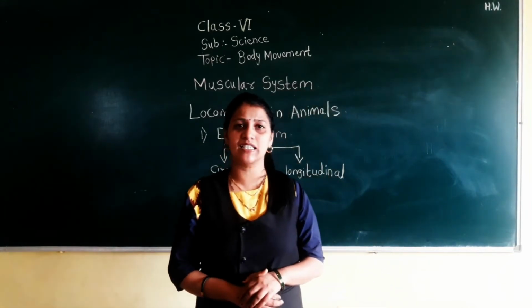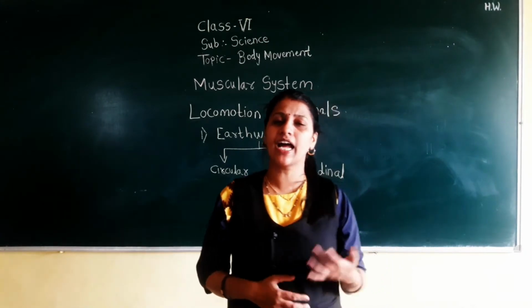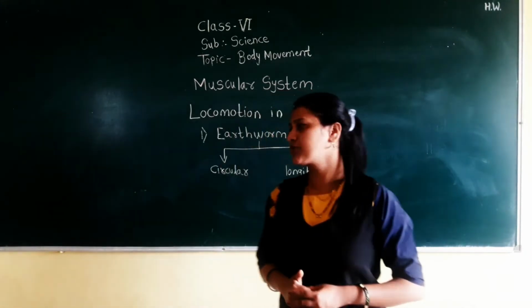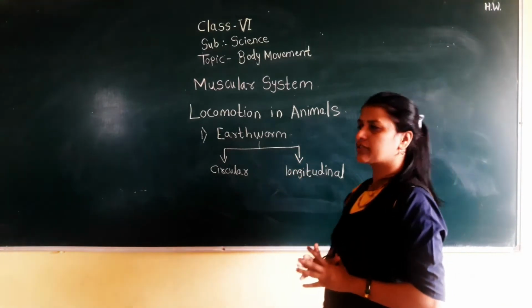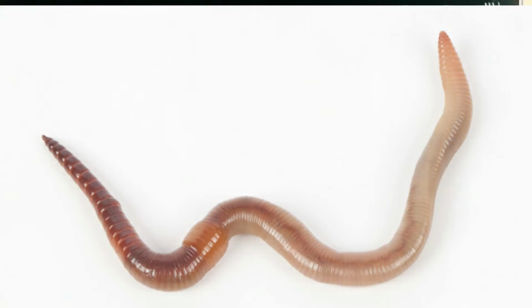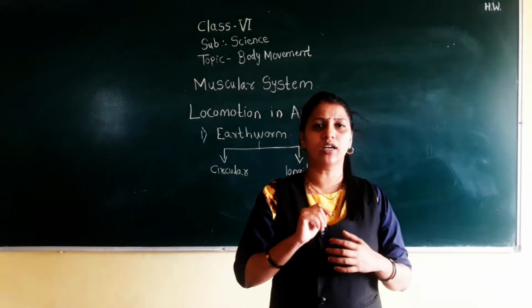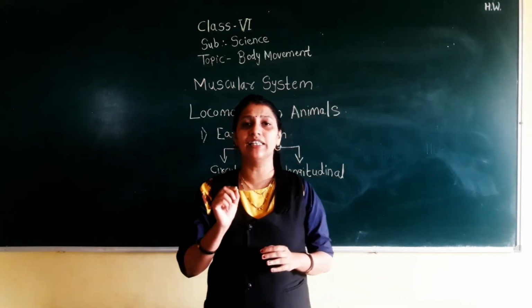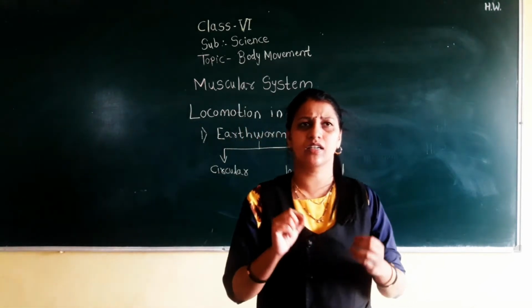Let's first discuss the body structure and how they move. The earthworm is long and cylindrical. You can see in the image how it is long, green and cylindrical in shape. It is made up of rings and segments joined end to end. Now if you look at an earthworm, it has a liquid skeleton.